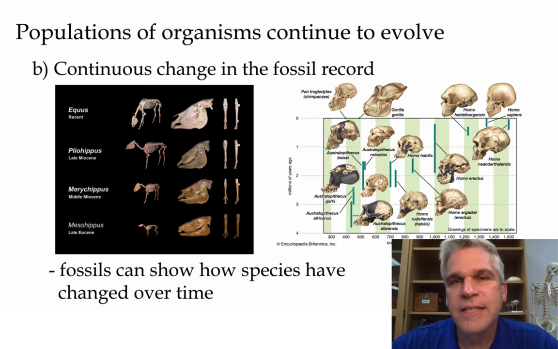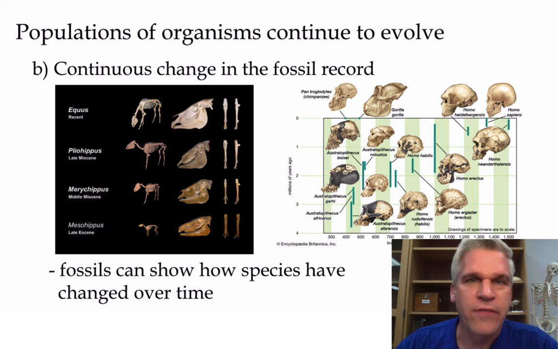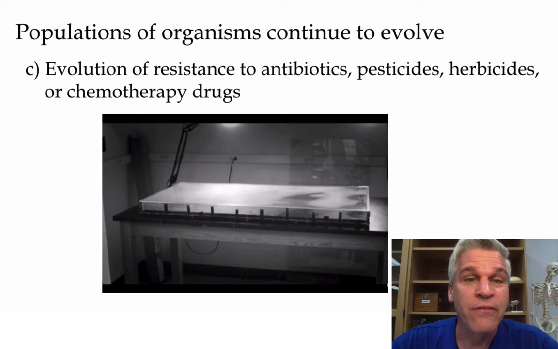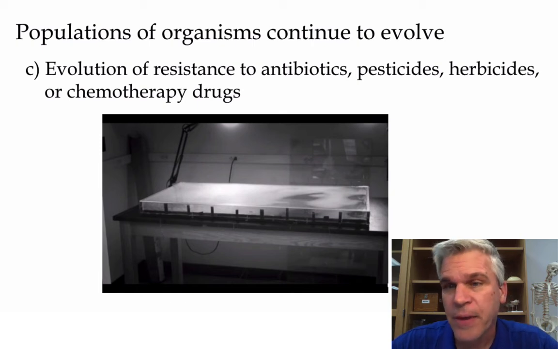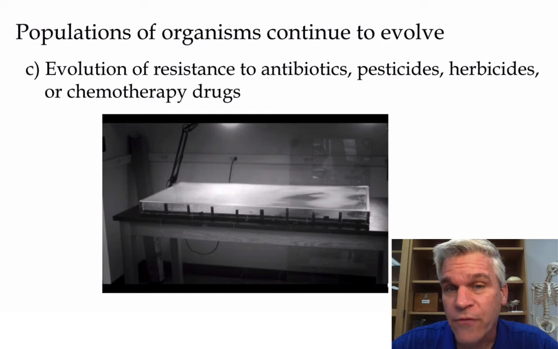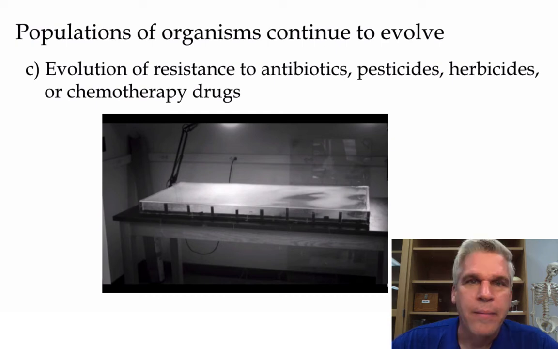Now, in these examples, it takes a long time for us to see evolution at work, but there are actually some much faster versions of evolution. Let's take a look at those. One is the evolution of resistance to antibiotics, pesticides, herbicides, or even chemotherapy drugs. So we're going to focus on antibiotics. Bacteria can go through so many generations very quickly. Mutations arise, and given the environment that they're in, they may become resistant to some of the antibiotics that we have.